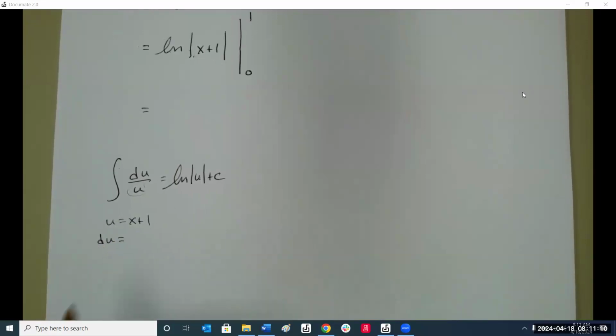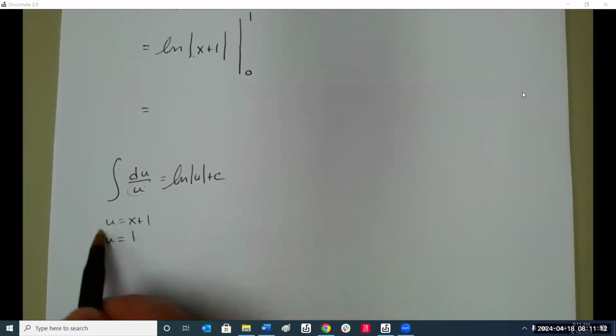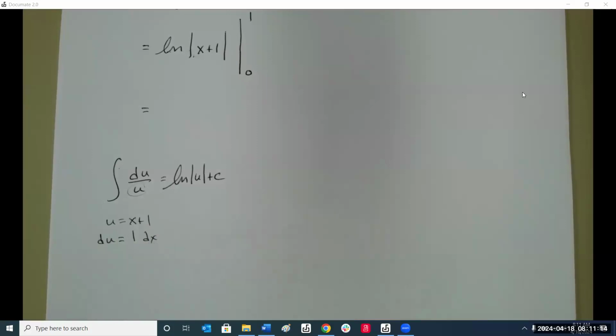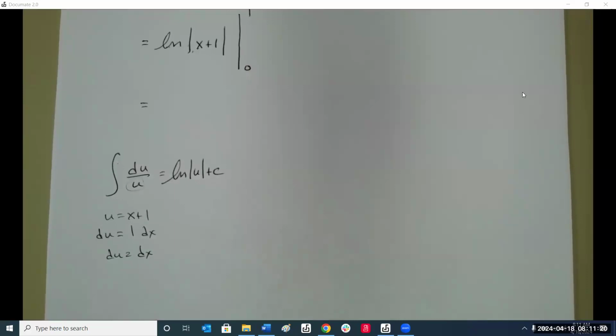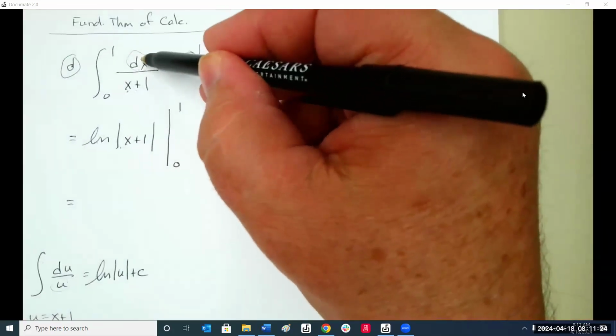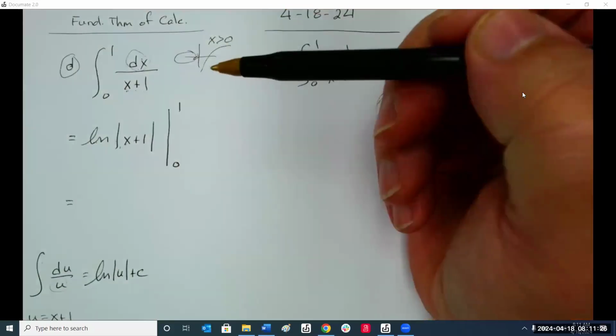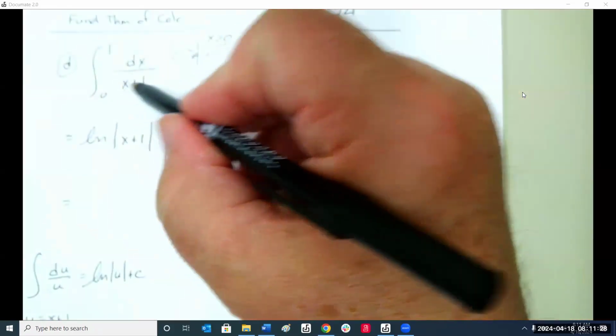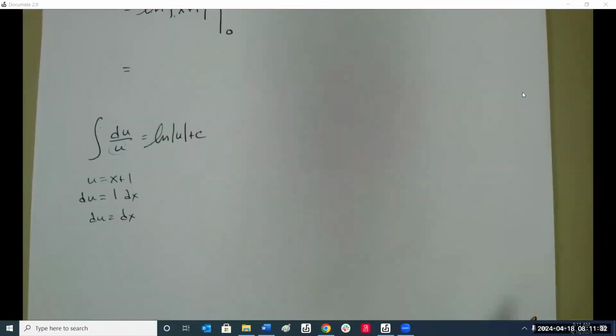What's the derivative of u? 1. And since it's a function of x, it's 1 dx. So it's really dx. So that's exactly what we have here. On top, it's dx. On the bottom, it's x plus 1. So it's du over u, according to this substitution method. So far, so good.